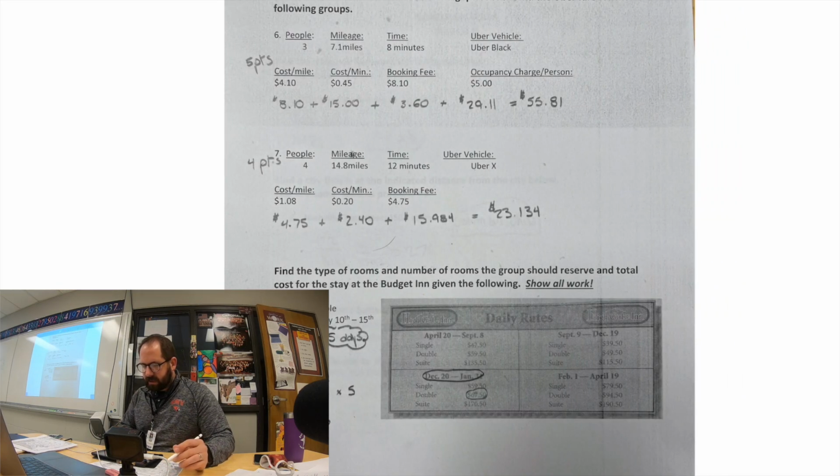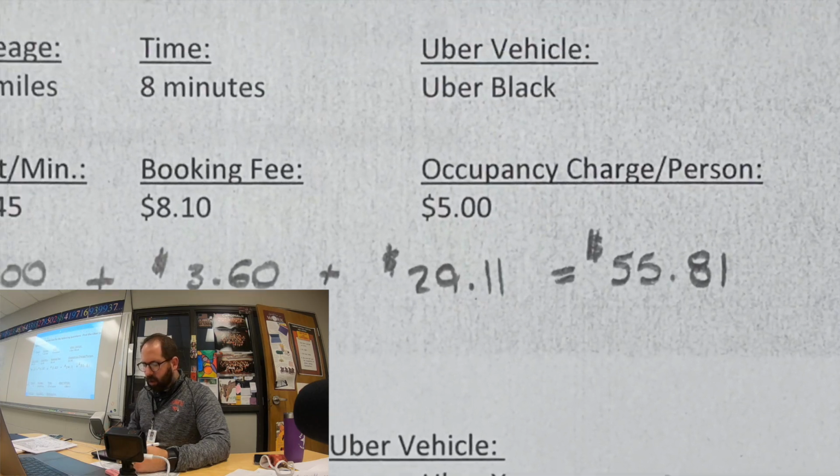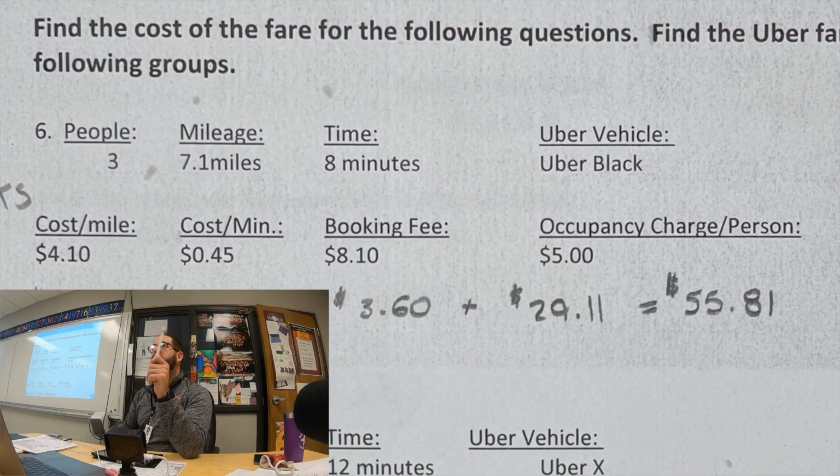Number 6. Okay, number 6. Ooh. All right, this is the UberX, Uber Black. On an Uber Black, you're charged per person in the vehicle. So 3 people in the vehicle, 3 times 5 is $15. This is the occupancy fee. That's the $5 per person in the vehicle. This is your booking fee. This is the time that you're in the vehicle.